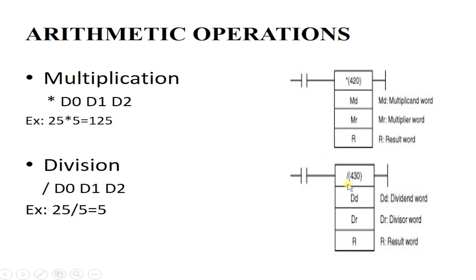And coming to the division, you have to use the slash symbol. DD, DR and R. DD means dividend word, DR means divisor word and R will be the result. The dividend word will be divided by the divisor word and the output will be stored in R. For example, 25 is the dividend word, it will be divided by 5, that is the divisor word, and the result 5 will be stored in the result word R. Let's see them in the software.